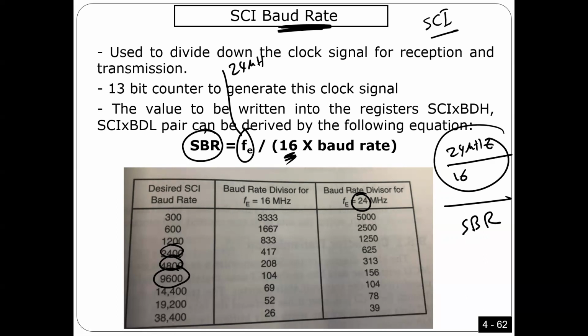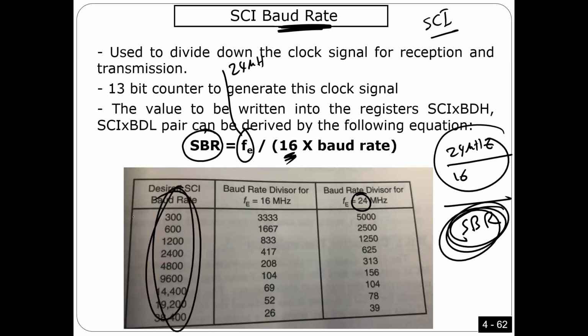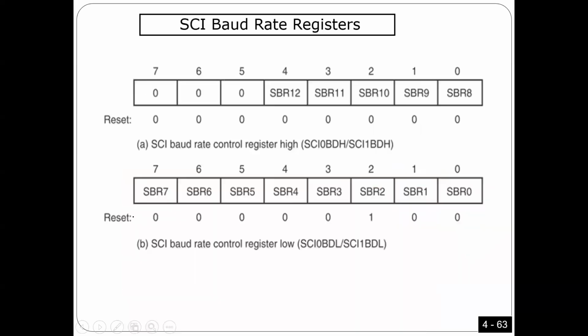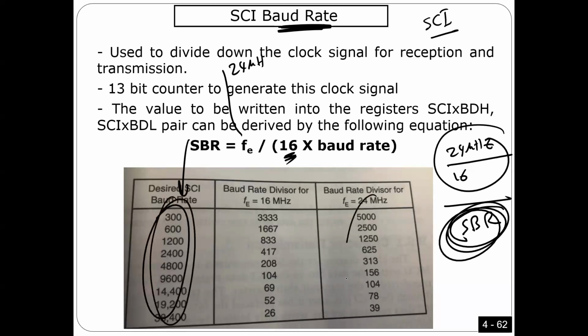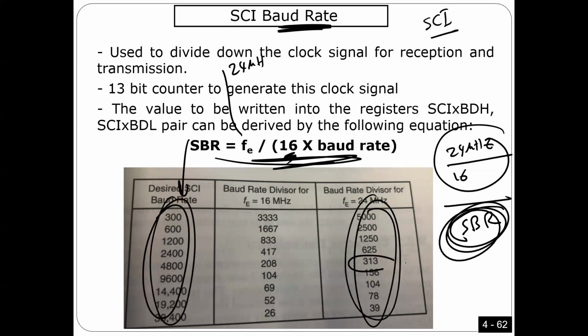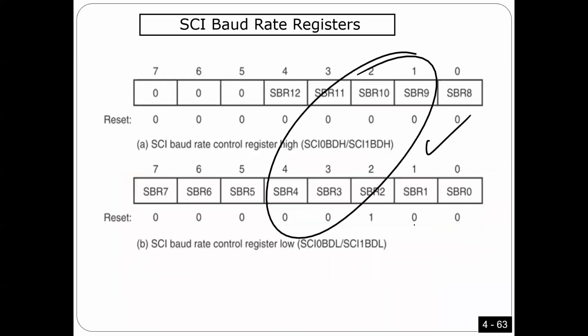So now the question is, what is the value of SPR to get a certain bit rate? And then this number you have to put in this register. That's it. Let me say it in a different way. Number one, you have to select what bit rate you want, and then you have to come up with this number using this equation. To program a certain bit rate, all you have to do is take this number and put it here in this register. That's it.